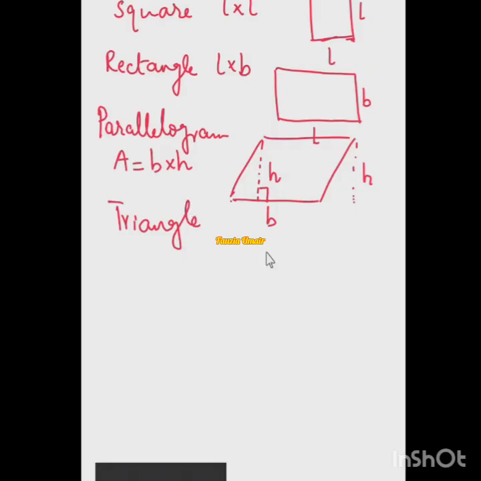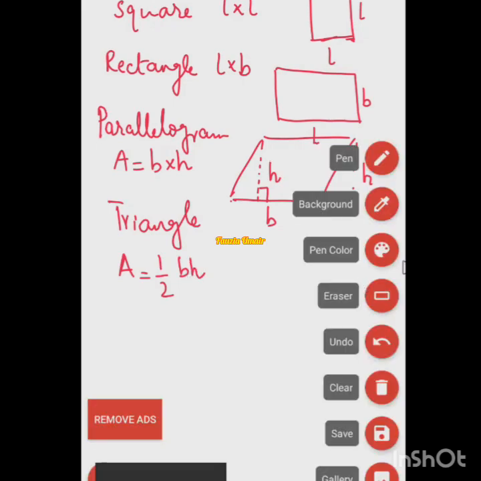So what is the area of a triangle? Length multiplied by height divided by two. That's right, 1 by 2 BH. So actually in a parallelogram there are two triangles. So that's why it is like this.